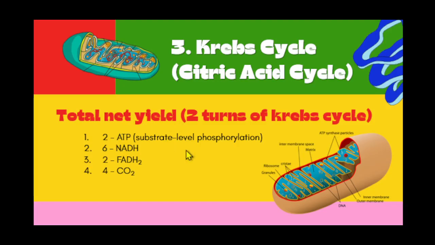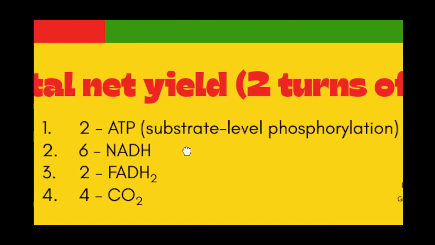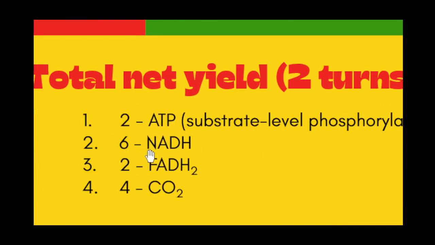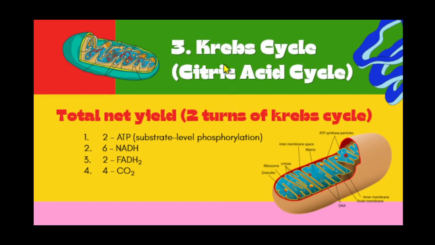Okay, so in 2 turns of the Krebs cycle, this is our total net yield. We get 2 molecules of ATP through substrate level phosphorylation, 6 molecules of NADH, 2 molecules of FADH, and 4 molecules of carbon dioxide. So in the Krebs cycle, we have a lot of products. Kindly take note of these products.